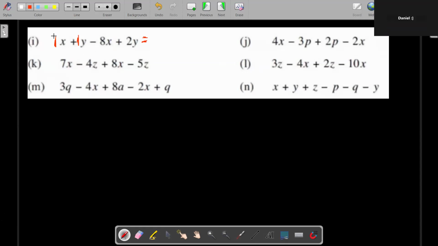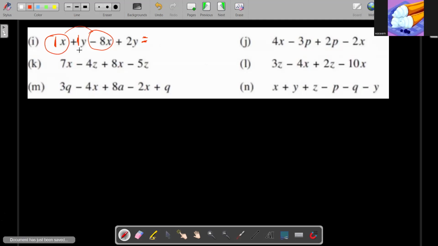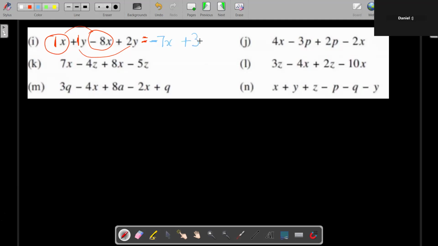Let me help you out. First you get the like terms: x minus 8x. Then after, you'll have positive y plus 2y. So 1x minus 8x would be negative 7x, and 1y plus 2y would be 3y. That's the whole answer there: negative 7x plus 3y. You apply the different signs law with the x's and the same signs law with the y's.